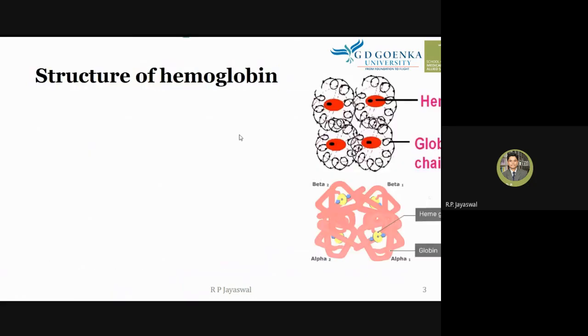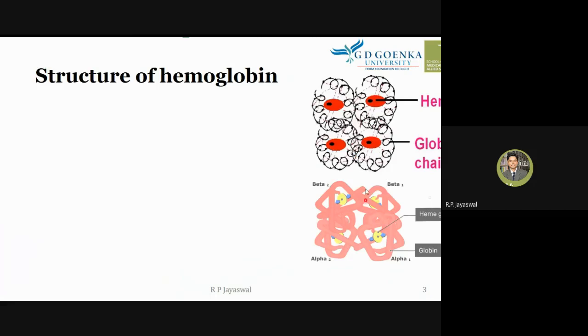This is the structure of hemoglobin. Can you see this structure? This general structure shows the globin proteins. These are 4 globin proteins shown in a helical structure, and inside the pocket of each globin protein there is a pocket-like structure which holds the heme. The heme is the non-proteinous part, and the globin chain is the proteinous part of hemoglobin.